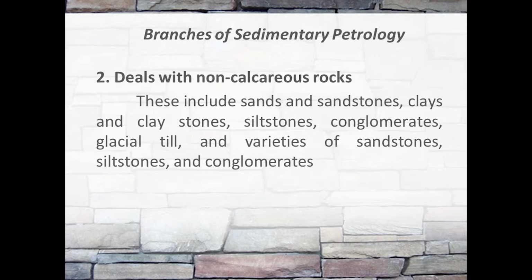The second branch deals with non-calcareous rocks. This includes sands and sandstones, clays and claystones, siltstones, conglomerates, glacial till, and varieties of sandstones, siltstones, and conglomerates.